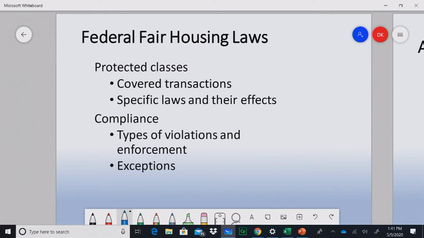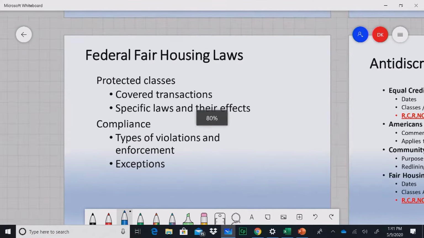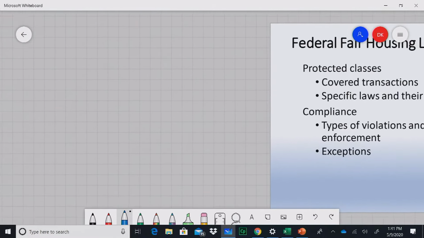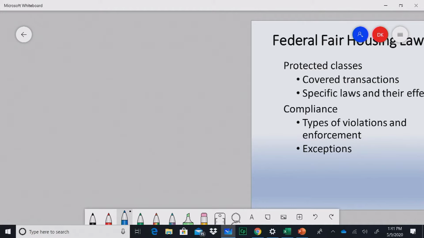All right, so let us get into this. With fair housing, there are several things that we need to know about the fair housing laws. So let's start to cover them. The first couple of things that we need to know is that they're looking for the specific laws and their effects and certain types of covered transactions. And then we'll talk about compliance and exceptions later.